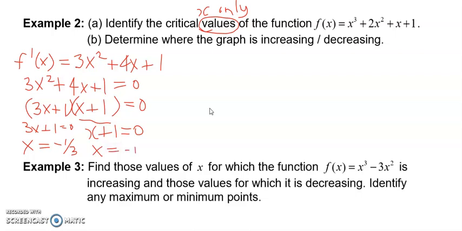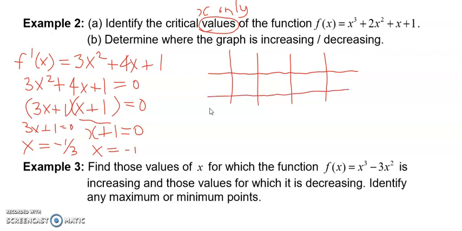Now, part B is where we're going to determine if they're maximums or minimums. All right? So what we do is we make a table. If you have two critical values, you're going to need a table that's got 5 columns. 1, 2, 3, 4, 5. A little bit off there, but that will do. And you're always going to have 3 rows.